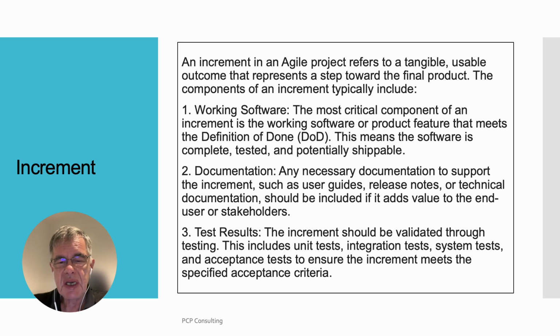An increment in an Agile project refers to a tangible, usable outcome that represents a step toward the final product. The components of an increment typically include working software. The most critical component of an increment is the working software or product feature that meets the definition of done. This means the software is complete, tested, and potentially shippable.